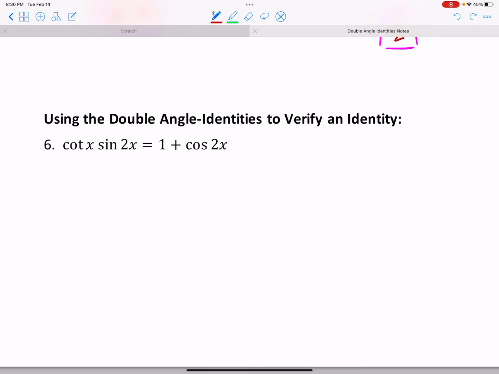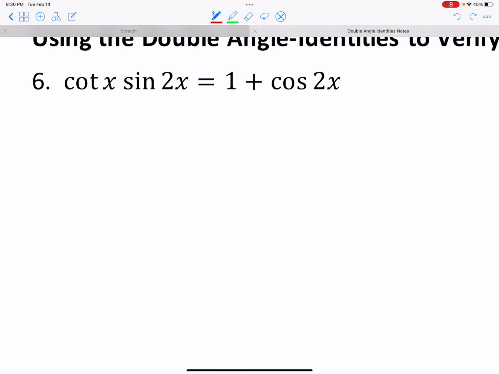So doing some verifying, we're given that this is an identity. That means no matter what variable or value of the variable we plug in, we should get the same thing on both sides. So we're going to take one side and try to simplify it down till it looks like the other. For me, it doesn't really matter which side.